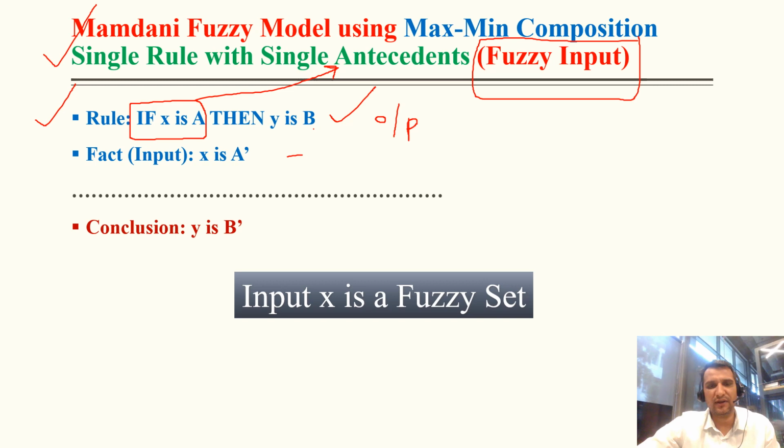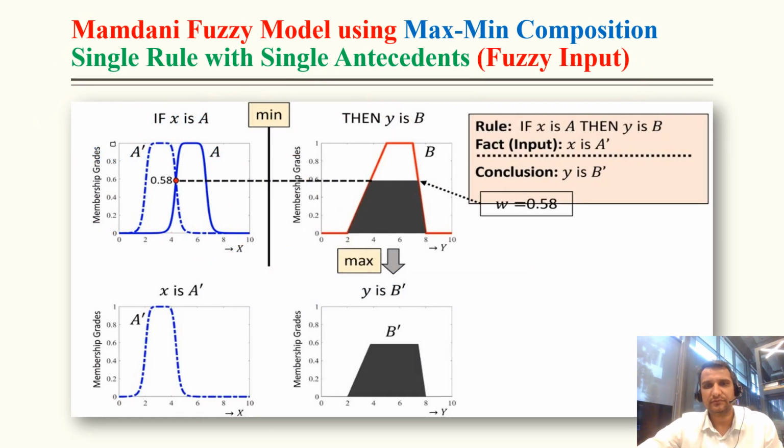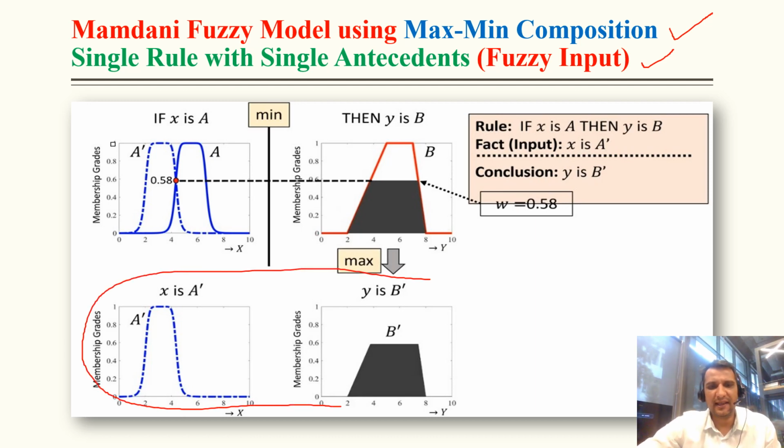Now we want to calculate this one: if input x is A dash, then what will be the y? Let us consider B dash. So how will it be calculated? This is the max mean composition, and after that we will consider max product, and it is the case of fuzzy input. So we want to evaluate this one: if x is A dash, then y is what? B dash. So what will be B dash?